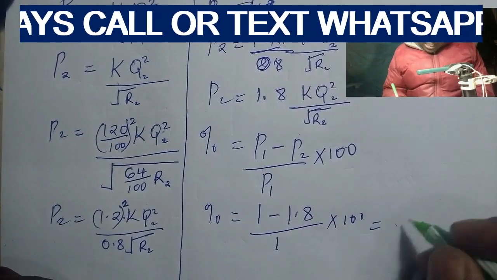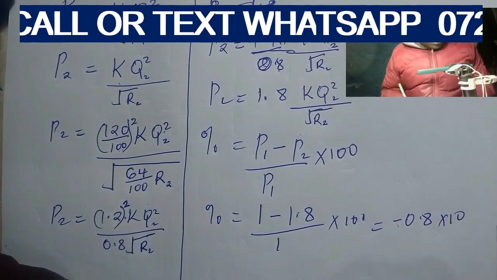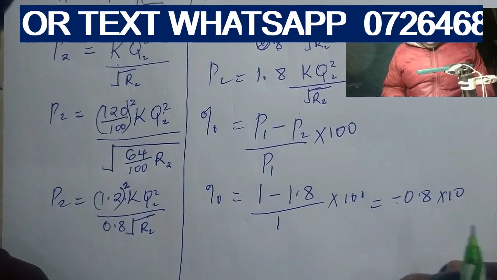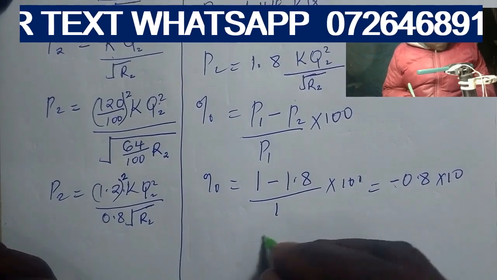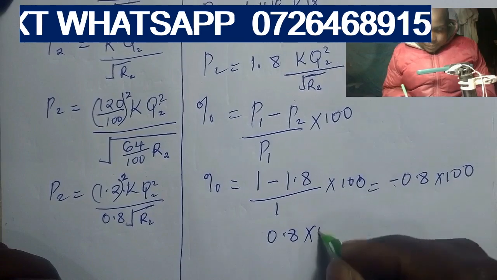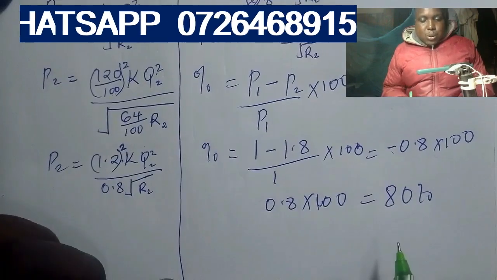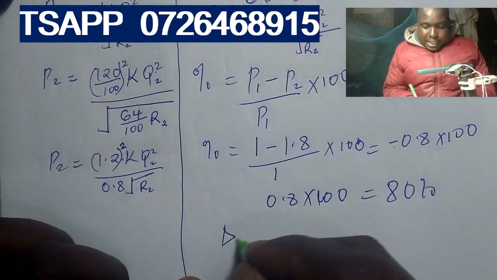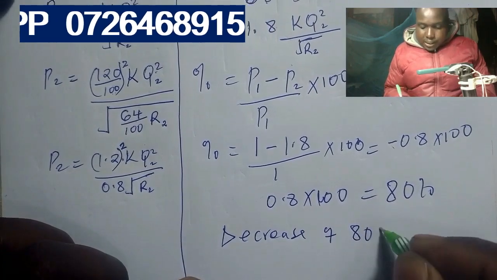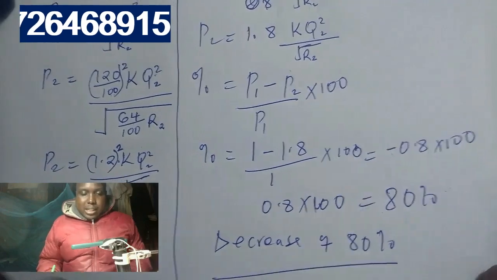1 minus 1.8 divided by 1 times 100. So you find that this one is negative 0.8 times 100. When it is negative, it means it was a decrease. So we are going to have now 0.8 times 100, and that one will give you 80%. So because it was negative, then you say a decrease of 80%. You don't write negative 80. No, you write it as a decrease.